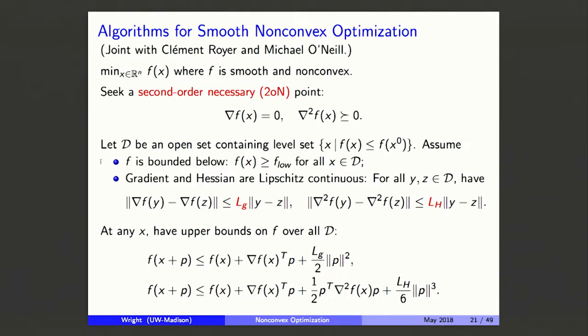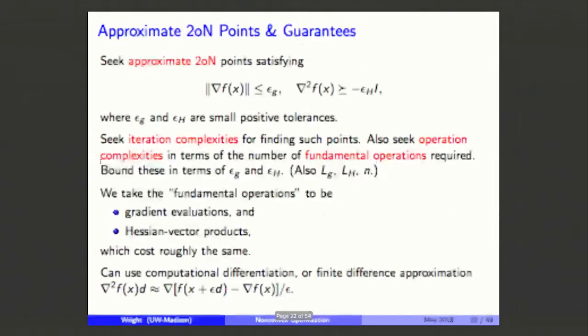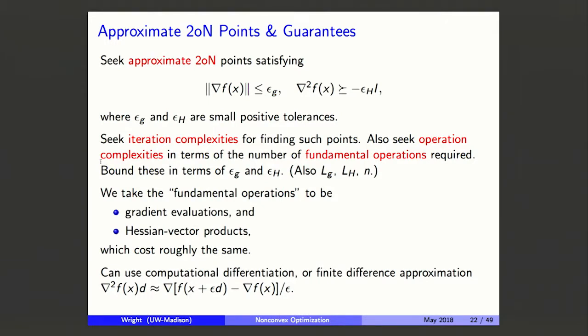And I'm also assuming a lot of smoothness here. First of all, the gradient is Lipschitz continuous, and the Hessian is also Lipschitz continuous over this domain of interest, which is defined by the initial point. Given those properties, at any point x you can immediately write down upper bounds on the function f. You can get a quadratic upper bound using the Lipschitz constant for the gradient. You can get a cubic upper bound using the Lipschitz constant for the Hessian. They turn out to be very useful in designing and analyzing the algorithms.